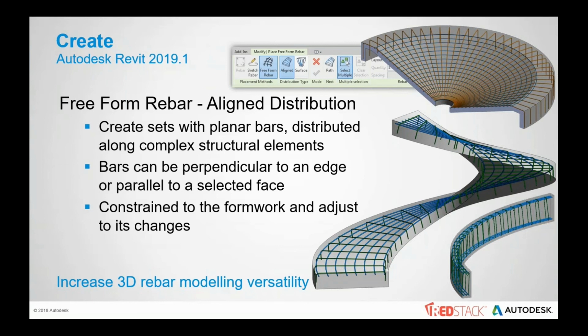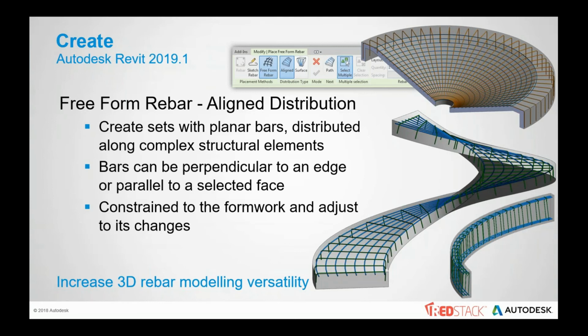Bars in an aligned distribution are created at the intersection of each individual bar plane with the host surface, and all the bars are planar, respect the cover of the host and are aligned to the distribution path. The path is the edge of an element that can host rebar. This can be selected directly when placing the set and represents the intersection of the faces in the path surface 1 and path surface 2 constraints.